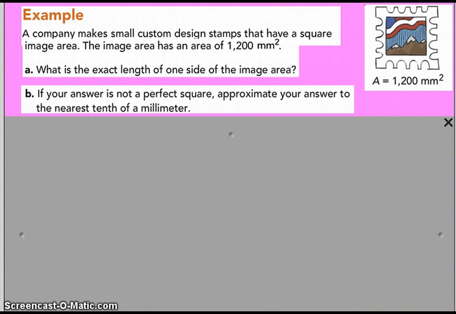Okay, here's a rather challenging example. A company makes small custom designed stamps that have a square image area. Keyword there is square. The image area has an area of 1200 millimeters. Keyword there is area, which you all know is length times width, but when it's a square, it's one side squared. What is the exact length of one side of this stamp? If your answer is not a perfect square, which is part B, approximate your answer to the nearest tenth of a millimeter. Let's start with A.